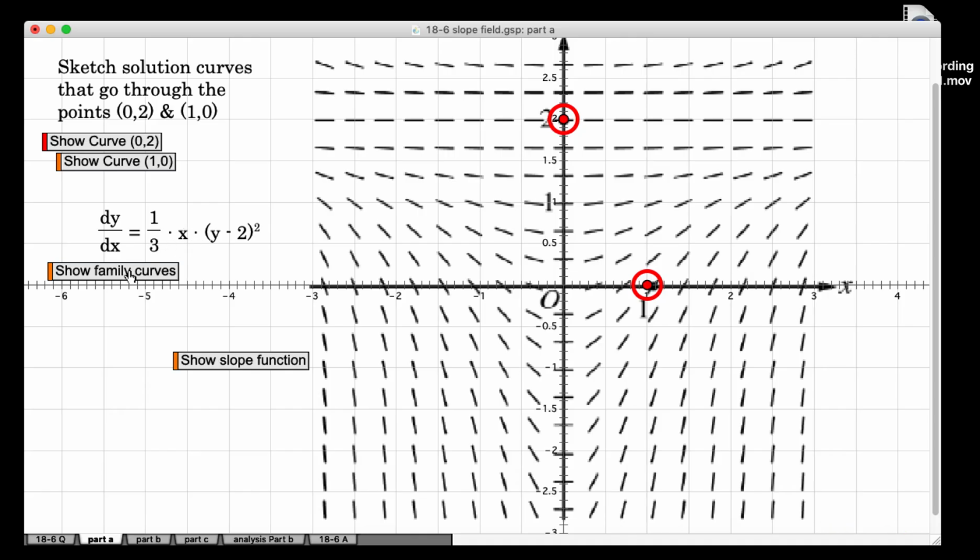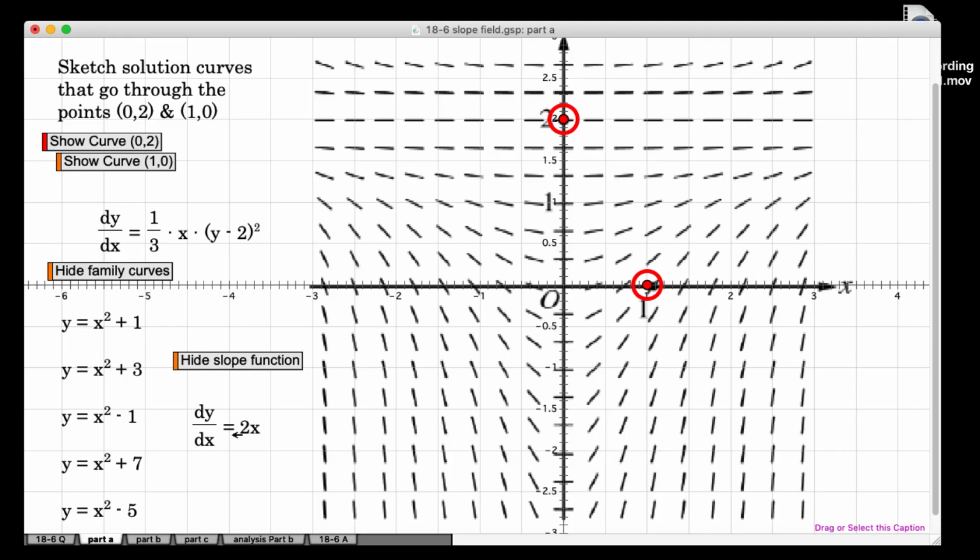This is a more complicated function, so let's just take simple functions. Let's take these functions here: y equals x squared plus 1, x squared plus 3, x squared minus 1, x squared plus 7, x squared minus 5. They're all different functions. And if I was to take the derivative of every one of these, the derivative of each one is simply 2x. So if I didn't know which function I was talking about, and I drew a slope field using the slope field function 2x, every one of these curves would be in there someplace.